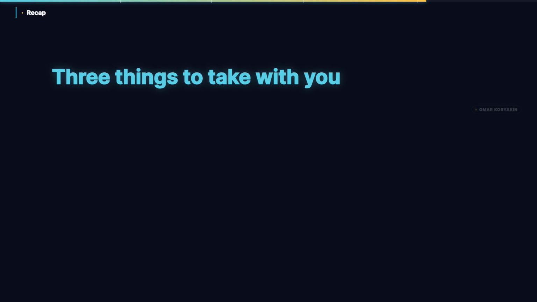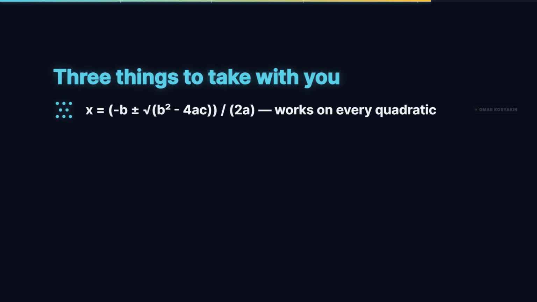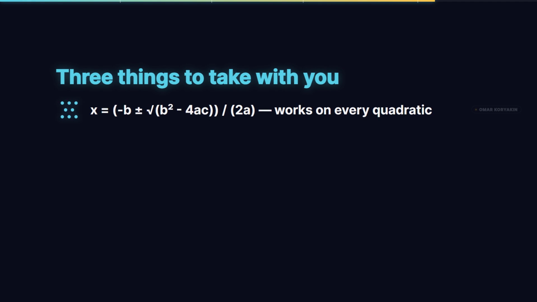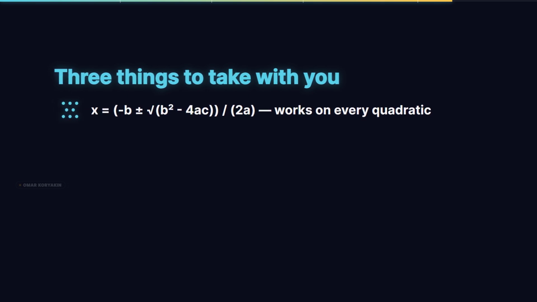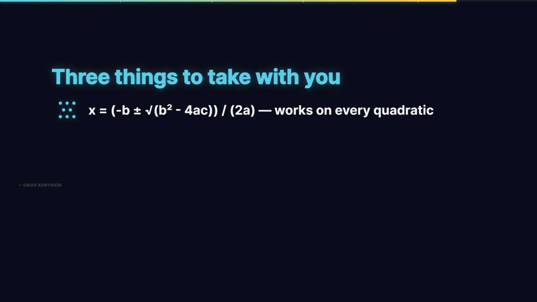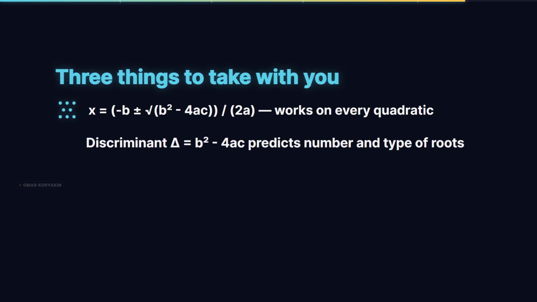3 takeaways for the quadratic formula. Memorize the formula x equals negative b plus or minus the square root of b squared minus 4ac, all divided by 2a. Plug in a, b, c from standard form, and the answer is always correct, regardless of whether the trinomial factored. Compute the discriminant before plugging through.